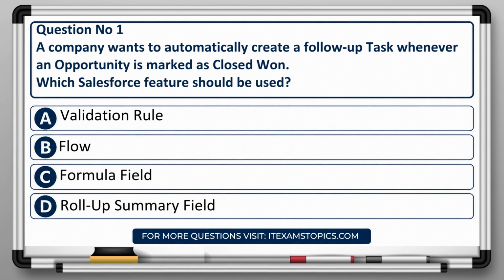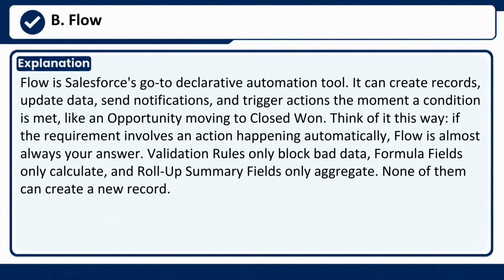Question number 1. A company wants to automatically create a follow-up task whenever an opportunity is marked as closed won. Which Salesforce feature should be used? A. Validation rule. B. Flow. C. Formula field. D. Roll-up summary field. Correct answer, B. Flow. Explanation.